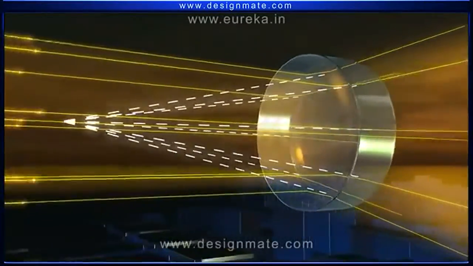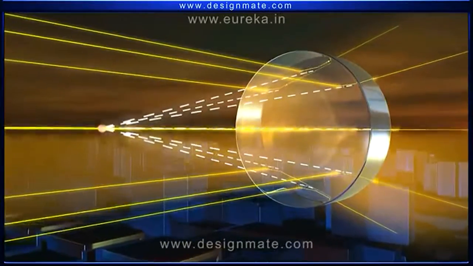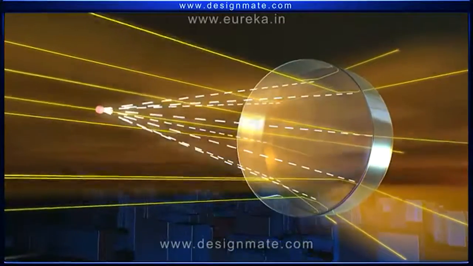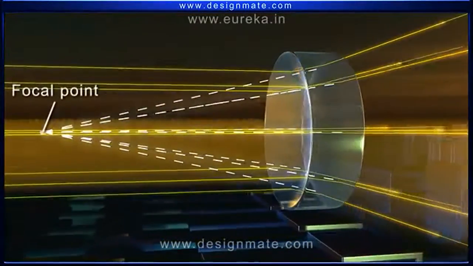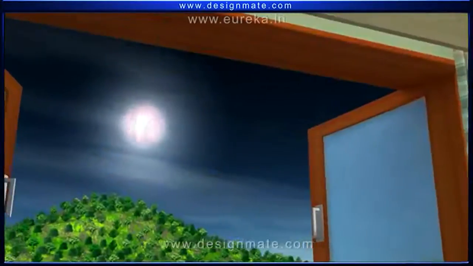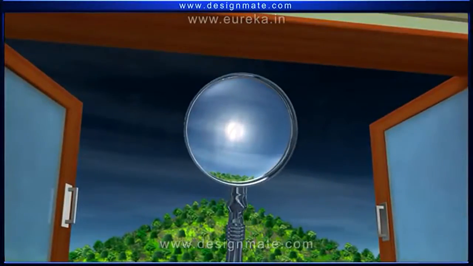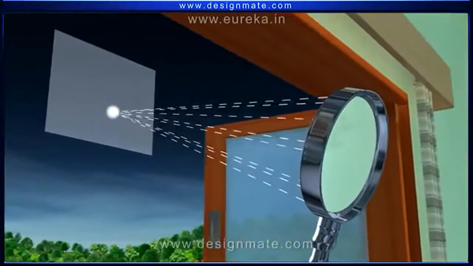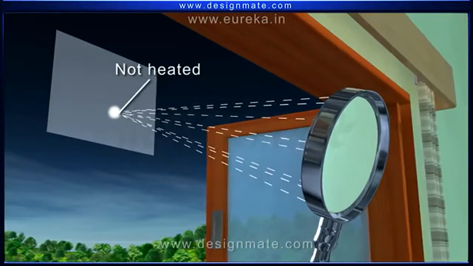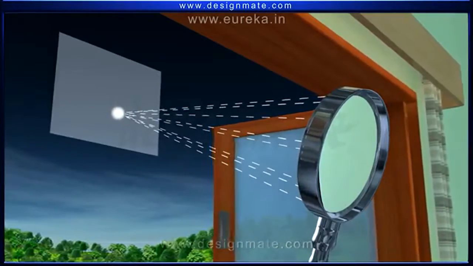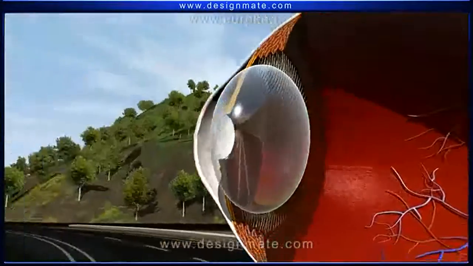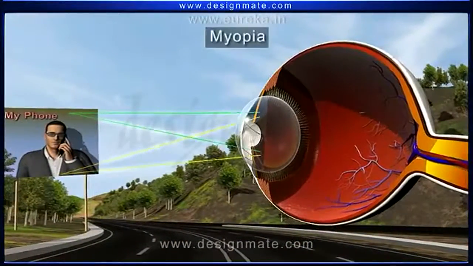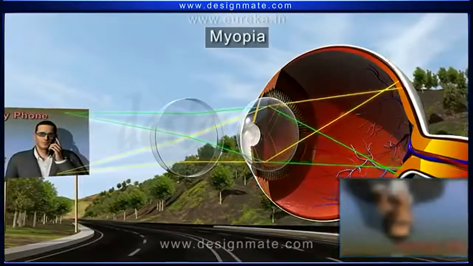If the divergent rays are extended backwards, then they appear to meet at one point on the principal axis on the same side of the object. This point is called the focal point of the concave lens. The sun viewed from a concave lens would appear as a point. If you place a paper at this point, it would not be heated. The image formed in this case is a virtual image. The concave lenses are used to correct short-sightedness in people suffering from myopia.